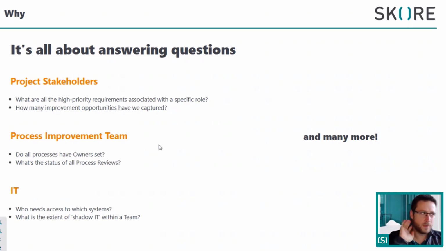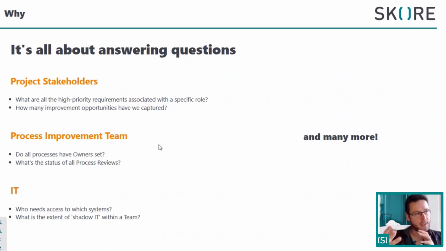Again, just picking out a couple of common examples we see. You've got process improvement teams, be it a centre of excellence or not, and they're looking at the information that's building up in Skore, and they'll be asking different questions about owners, what state the processes are in terms of maturity. Do we have process reviews in place? If so, what are they looking like?